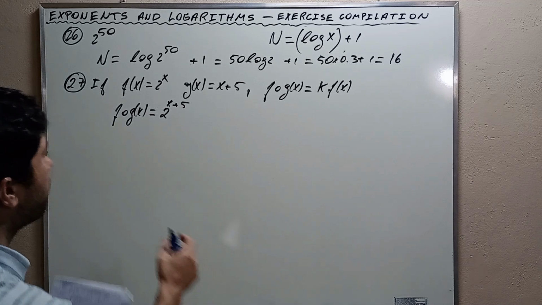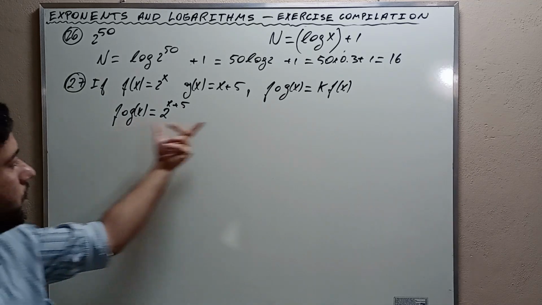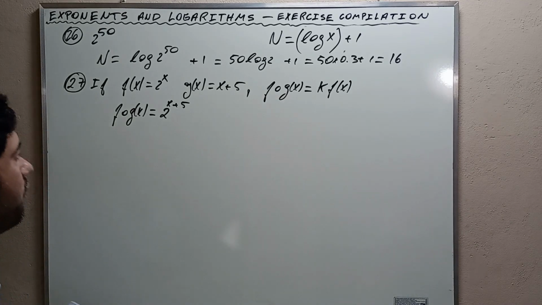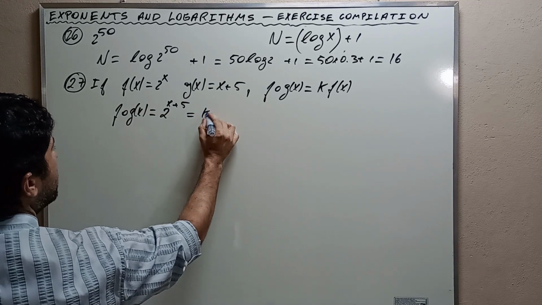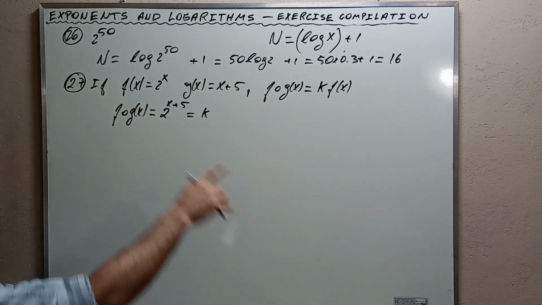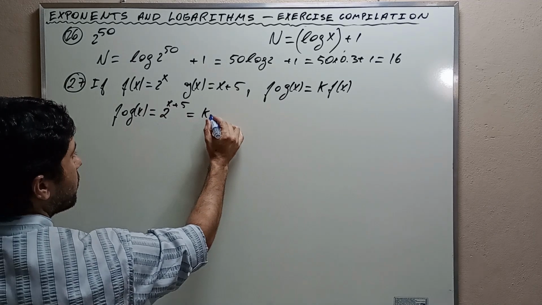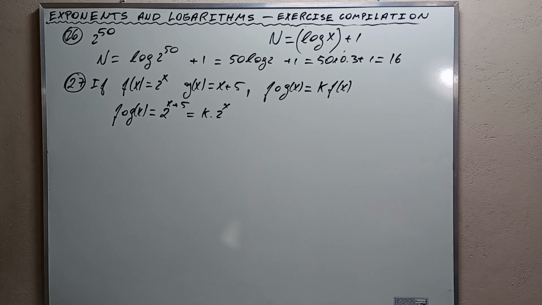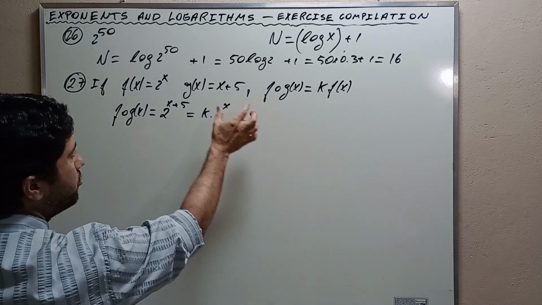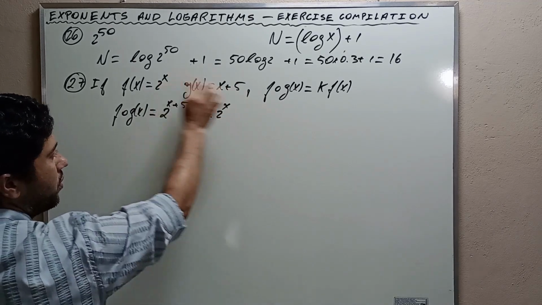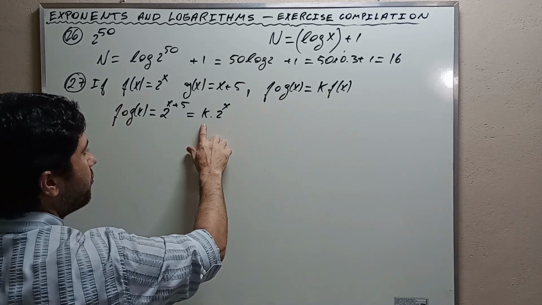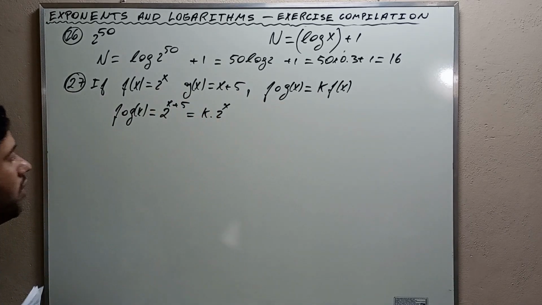And this here, the exercise said that it is equal to k times f of x. Then it is equal to k times f of x. But f of x is 2 to the x. Okay? The exercise said that the substitution of this in this, okay, the composite function has to be equal to this, k times f of x. f of x is this. Alright?